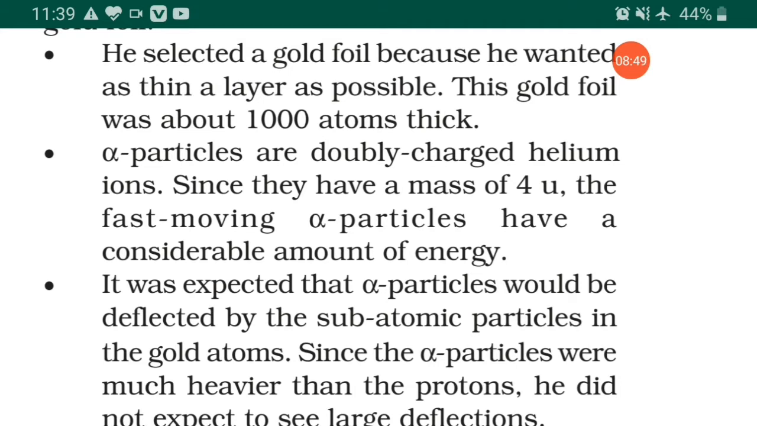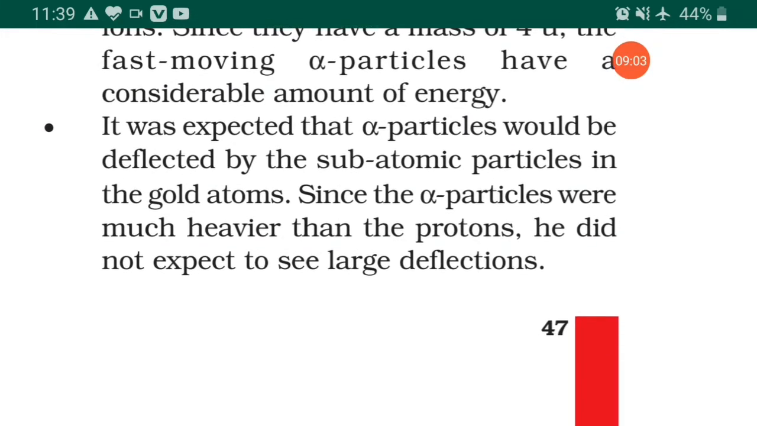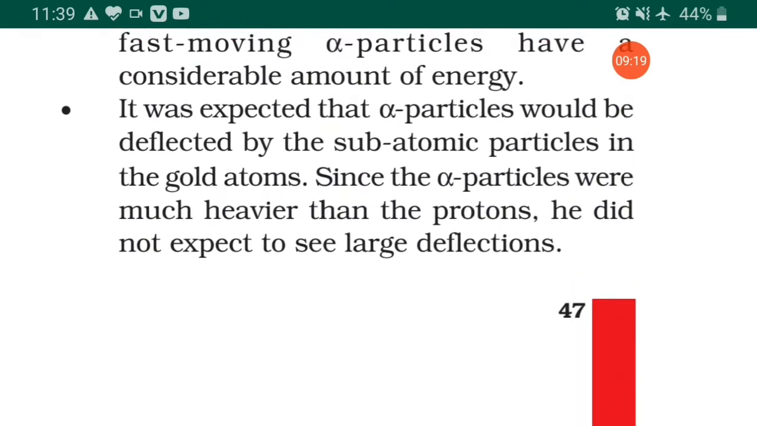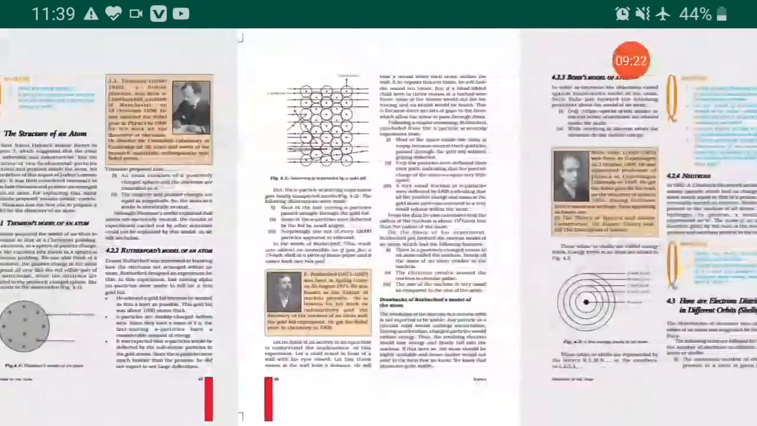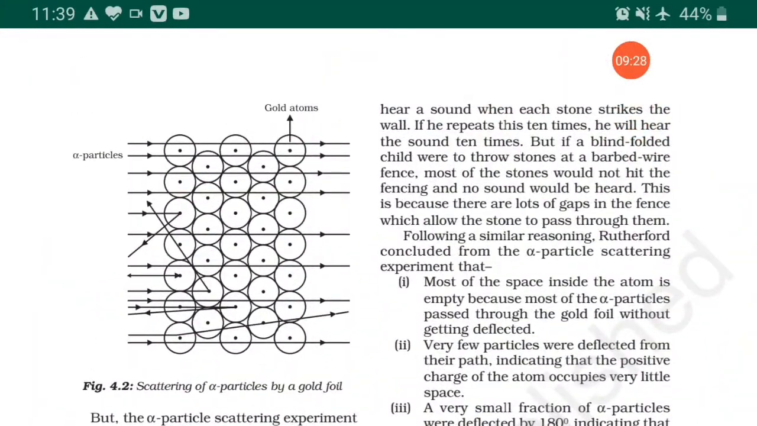Alpha particles are doubly charged helium ions. Since they have a mass of 4 units, the fast moving alpha particles have a considerable amount of energy, and it was expected that alpha particles would be deflected by the subatomic particles in the gold atoms. Since the alpha particles were much heavier than the protons, he did not expect to see large deflections, but something happened afterwards. That we will also see with the help of the video, so you will understand better.